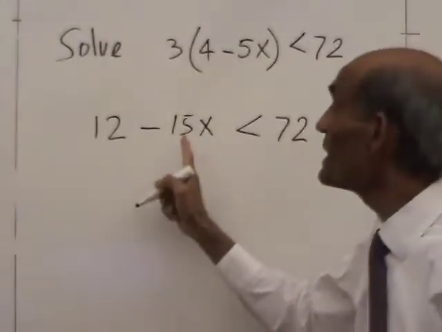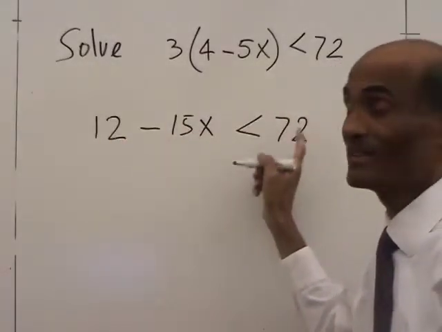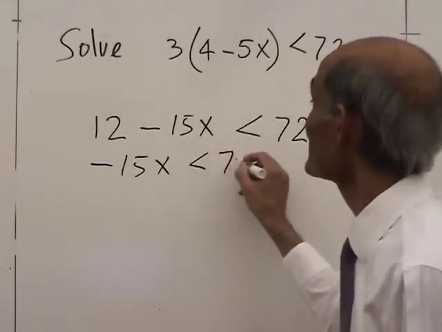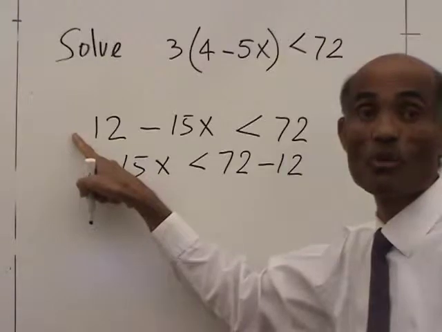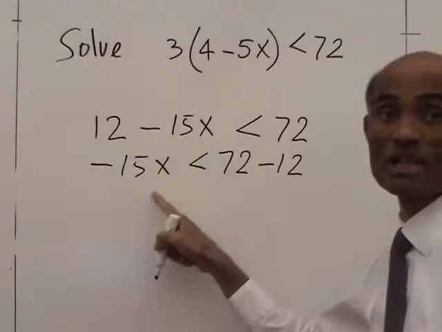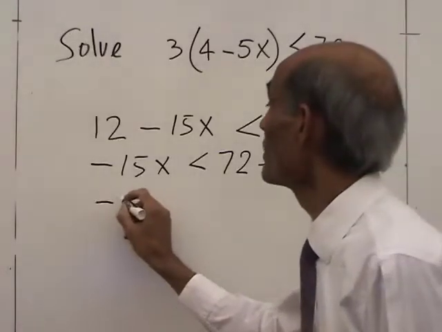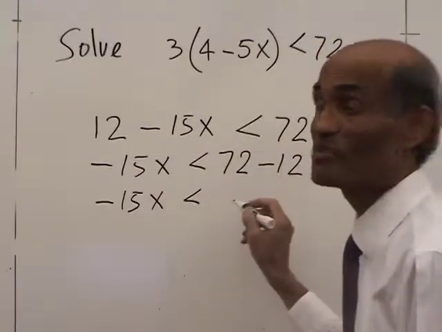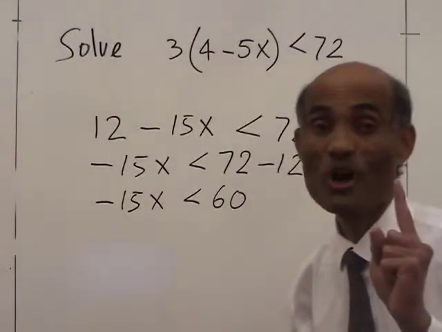And now we leave the negative 15x on the left and take the 12 to the right side. We get negative 15x less than 72 minus 12. Is that right? The 12 when moved from the left to the right becomes minus 12. So we got negative 15x is less than 72 minus 12, which is 60. And now the most important step in solving inequality.